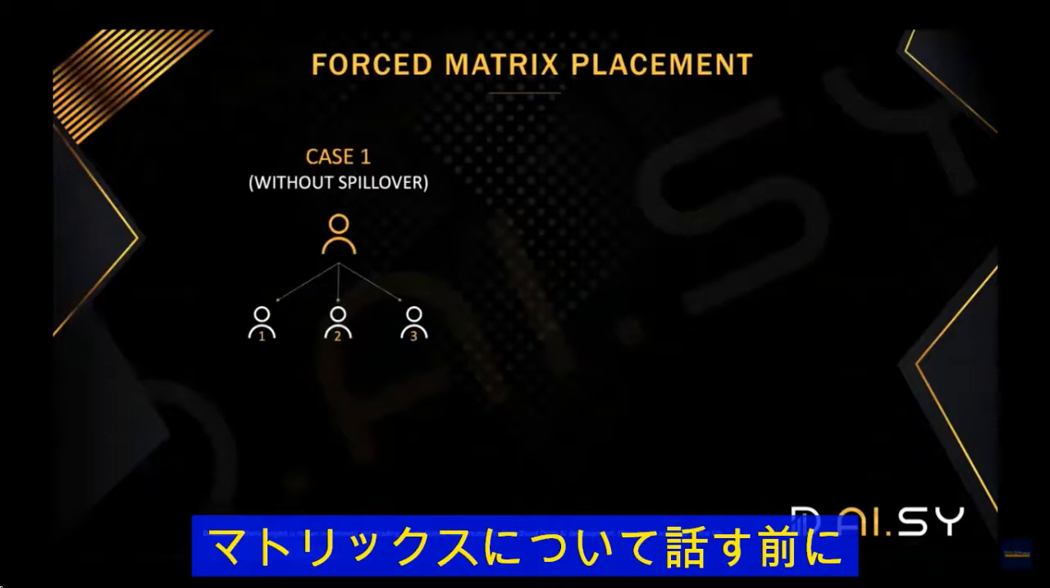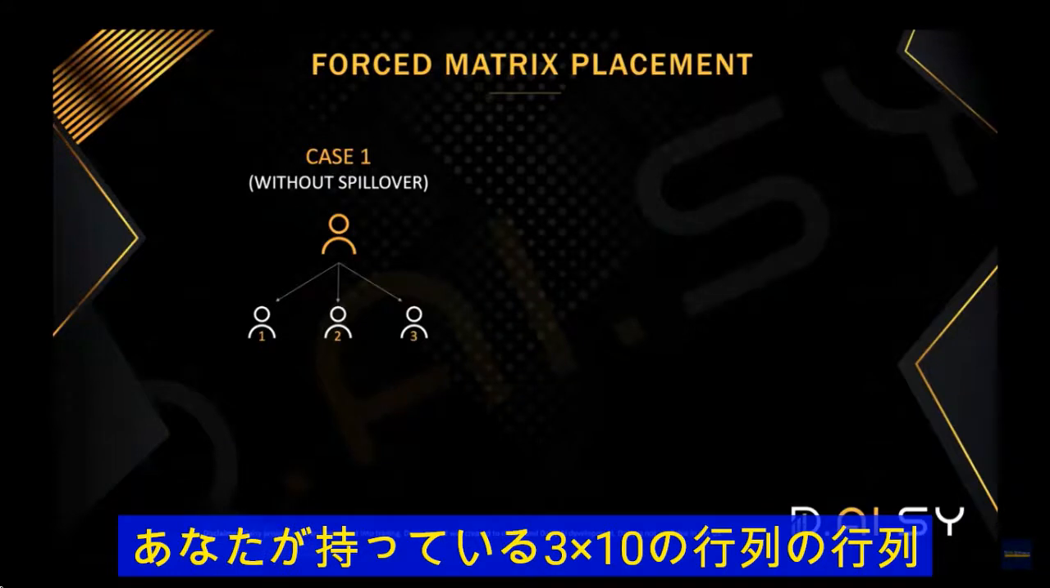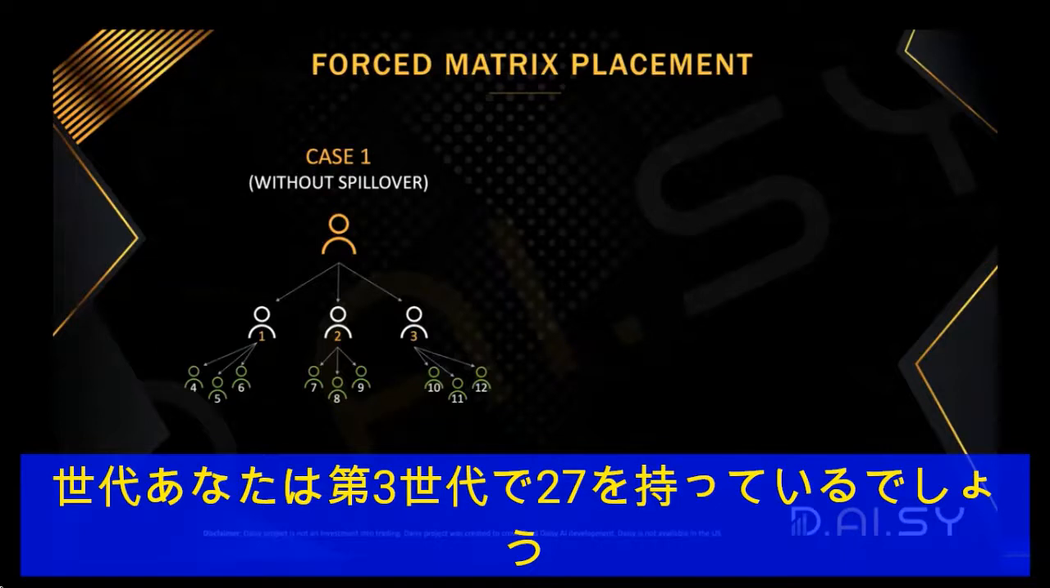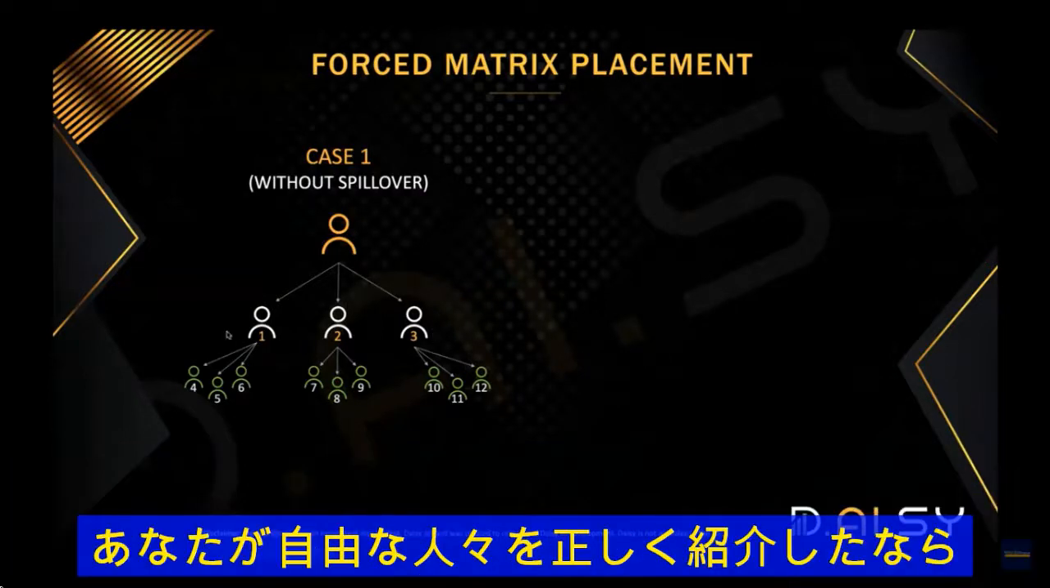Before we talk about the matrix income, let's discuss what a forced matrix is, right? So in a forced matrix, in a 3x10 matrix, you will have 3 members in the first generation, 9 members in the second generation, and 27 in the third generation. So it's always multiplied by 3. And why is it a forced matrix?